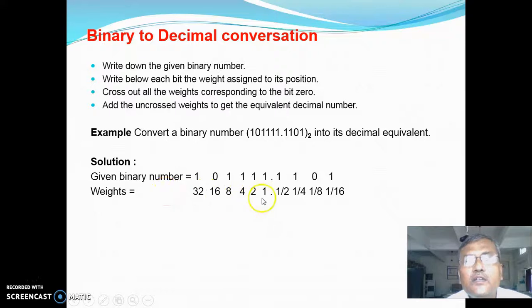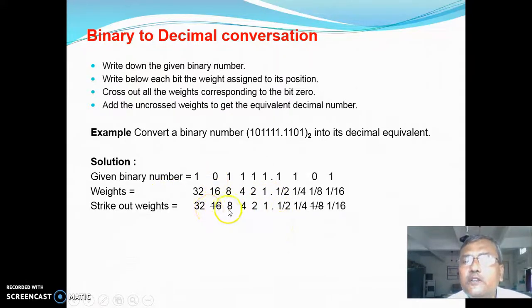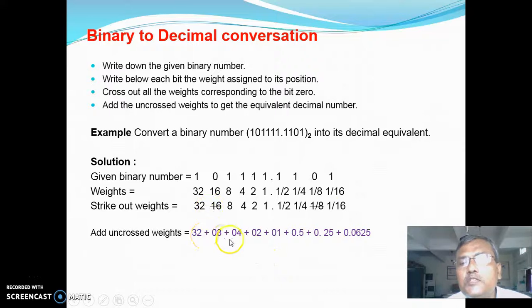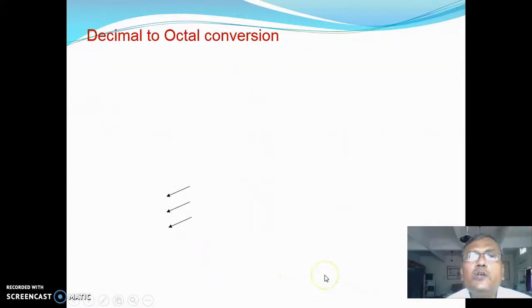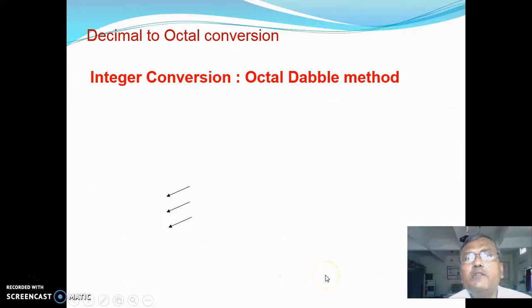like this here. Then we cross out the weights corresponding to the 0 bits. So we cross 16 as well as 1 by 8. Then finally we add all these weights to get the equivalent decimal number. So this binary number 10111.1101 corresponds to 47.8.25. Now consider the octal to binary conversion here.